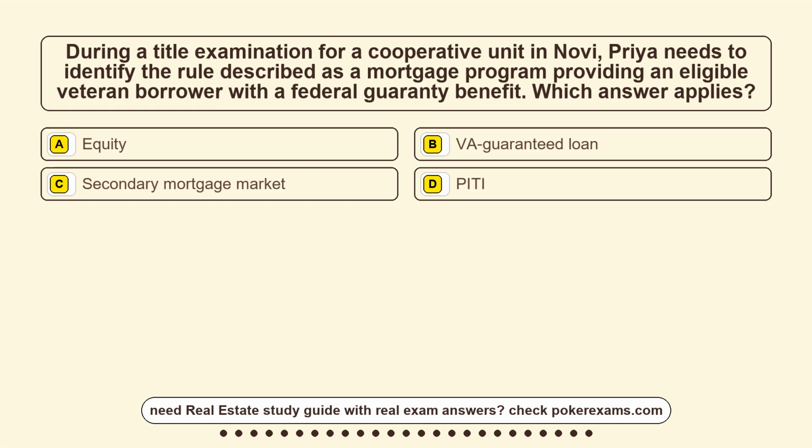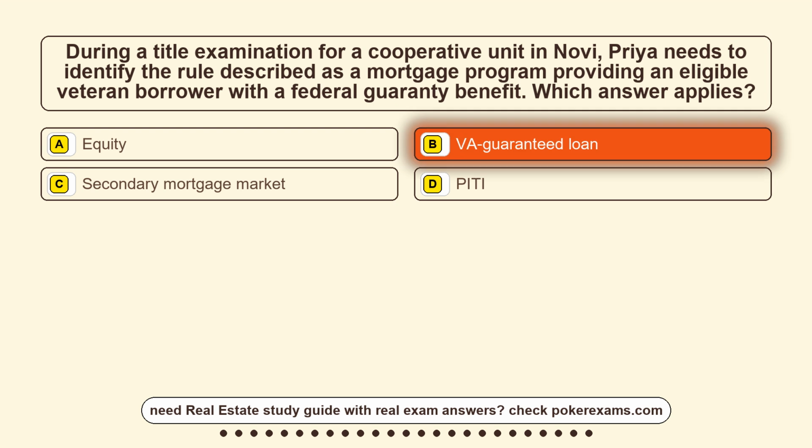Question 16. During a title examination for a cooperative unit in Novi, a buyer's representative needs to identify the rule described as a mortgage program providing an eligible veteran borrower with a federal guarantee benefit. Which answer applies? Option A, equity. Option B, a VA-guaranteed loan. Option C, secondary mortgage market. Option D, PITI. The correct answer is option B, VA-guaranteed loan.